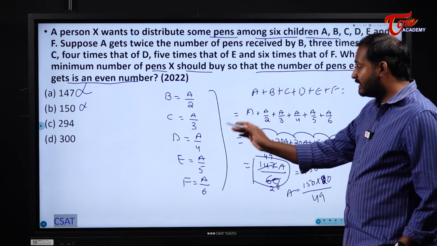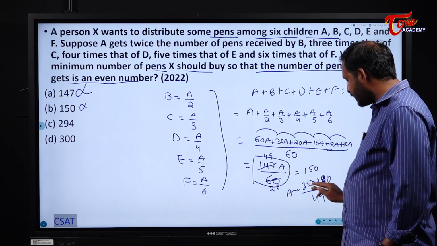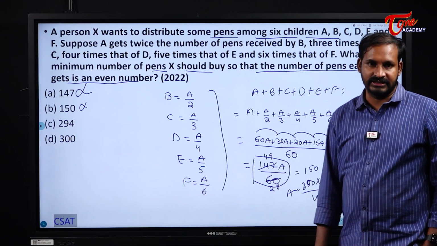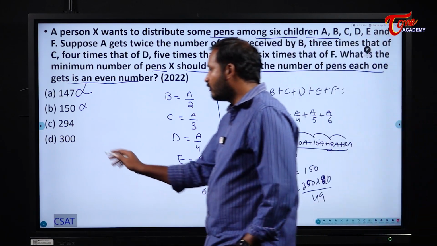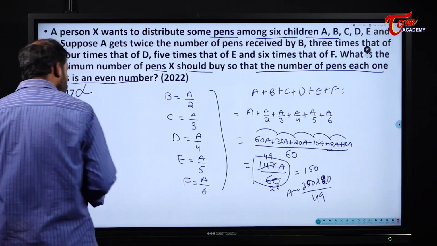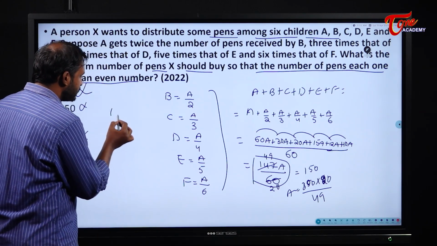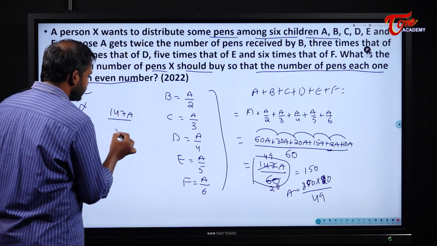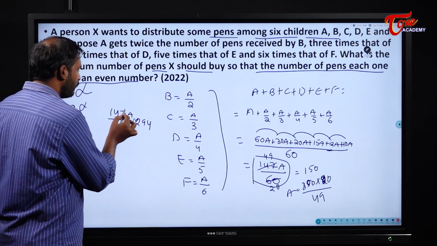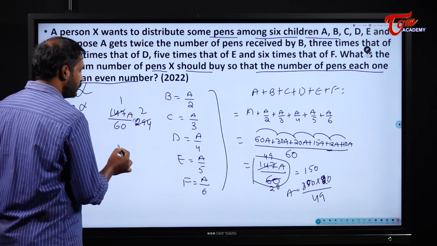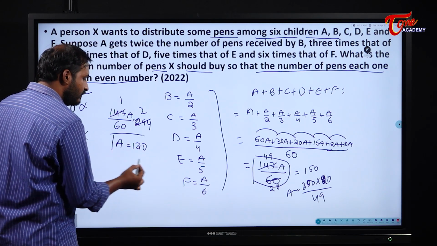Similarly, if I take 300 instead of 150, 300 also will never be our answer. Why? Because here also if you take 300, you will get the answer in decimals. Now, the only one left for us is 294. So 294 will be our answer. But we need to cross check it. How will you cross check it? 147A by 60 is equal to 294. Now, 147 ones are 147, twos are 294. So A value will become 120.